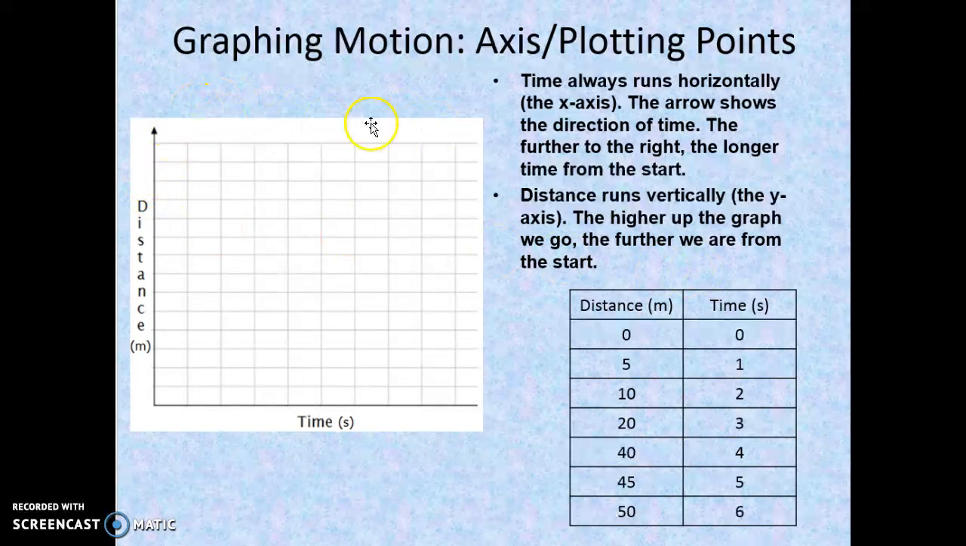Okay, so if I'm going to be plotting data for a distance time graph, I need to make sure that one, I have a title, which I didn't put here, and two, I label my axes. So along the y, I'd have the distance. You can see that I measured it in meters, and then the time was measured in seconds.